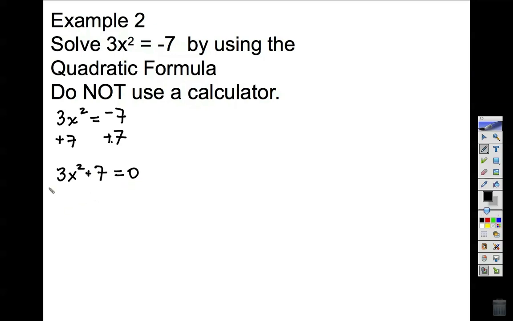Once all the terms are on the left side, I need to know what my a, b, and c values are. C is always my constant, so that is positive 7. A always multiplies with my variable squared. My variable squared is x squared, so A is positive 3. B always multiplies with x, or only my variable. There is no only x here, so B is going to be 0.